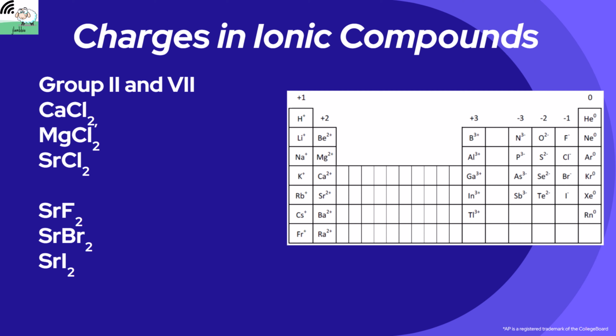same whole number ratios. So all we're trying to understand here is that elements that are from the same groups are going to form ionic compounds in the same whole number ratios, and as a result, they're going to share similar chemical and physical properties.